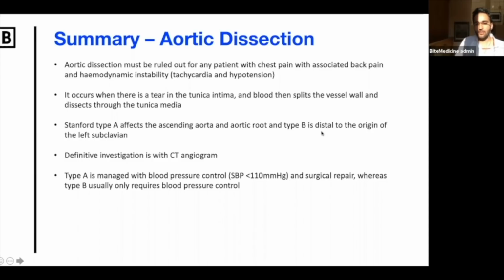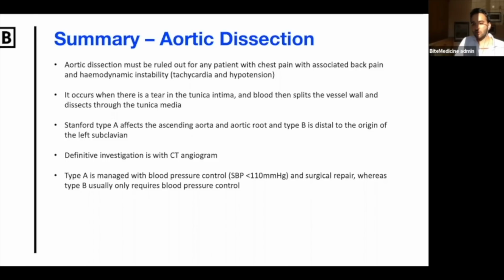And now we know a little bit about the anatomy as well. Distal to the origin of the left subclavian is B, whereas proximal is type A. The gold standard investigation is CT angiogram with contrast, which will demonstrate your intimal flap. And then, like we said, type A, blood pressure control and surgery, and type B usually only requires blood pressure control. Good. Does all of that make sense?